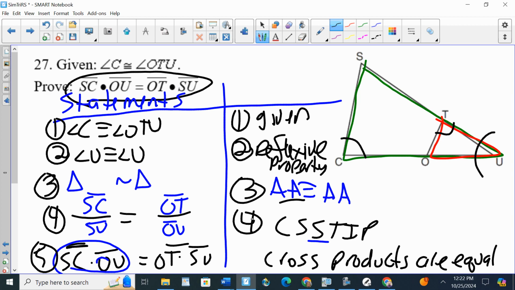I just need to fill in the letters for the triangles. Well, U and U correspond. So let's put U first for both of them. I know that C and T correspond. So let's put C and T next. C and T, and then just finish it off. UCS is the green triangle, and UTO is the small triangle.